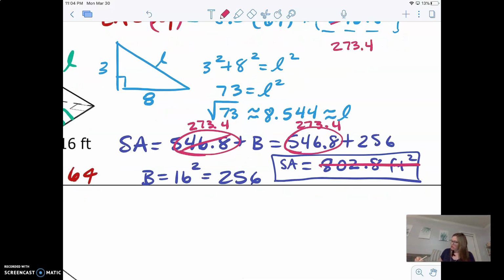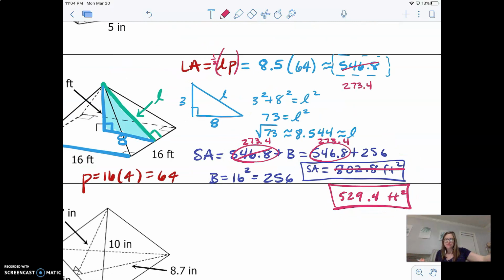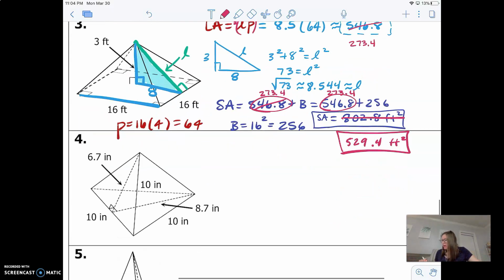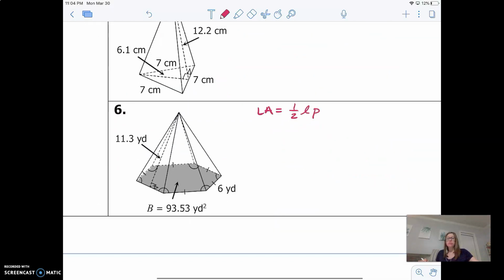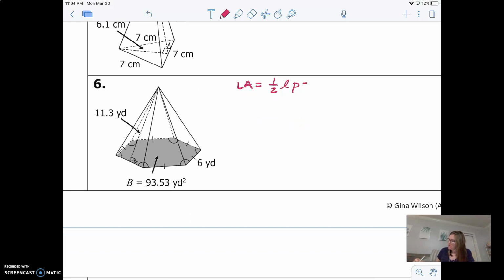But this is not our answer. Our answer was 529.4 feet squared. Whew. This is great. I love online learning. That's the best. Okay. Anyway, so remember your formula is 1/2 LP for pyramids, not just LP.